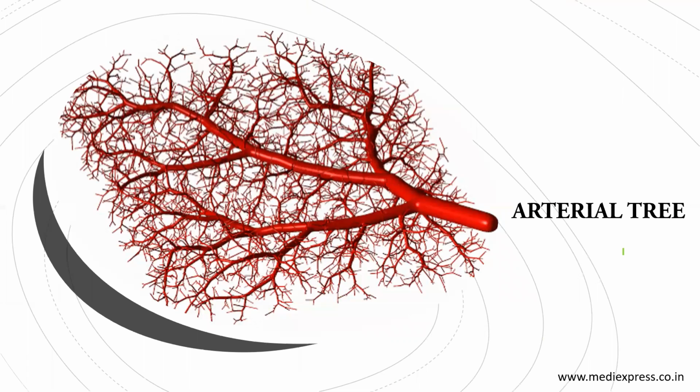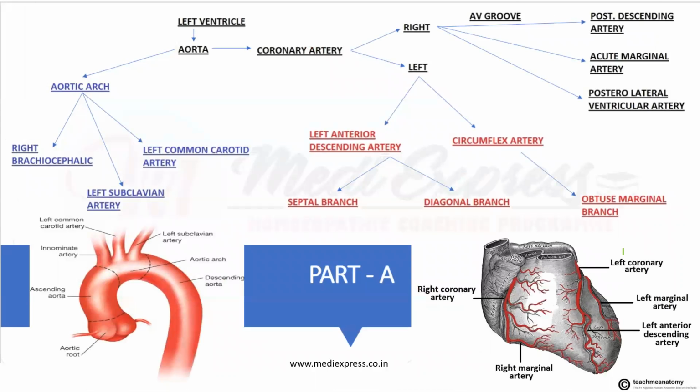So, coming to the arterial tree, please note it down or you can take a screenshot because I will not be stopping in between. We'll be continuing as it is. So, the first one is the aorta. Now, you can see a picture over here, aortic root, right?